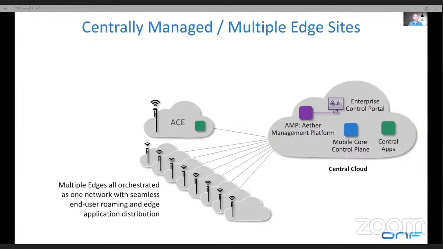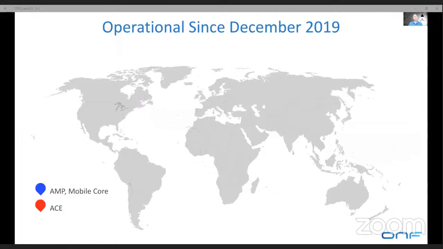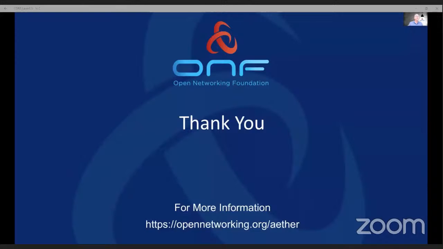So, as I said, this is where Aether is today. It has been operational since December of last year. And it includes both the central component, which is the AMP, the management platform, and the control plane of the mobile core that lives in one of the Google data centers. And then there are a set of ACE pods currently distributed across the world. So again, it's been operational, and we are basically taking many of the subsystems that have grown out under that Cord umbrella, and we've now brought them back together in Aether.